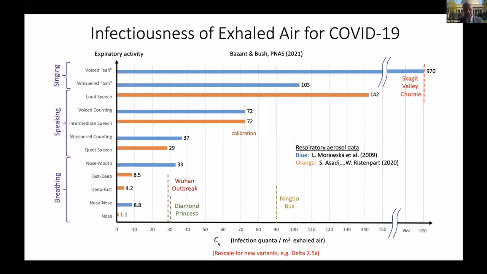And there's some consistency to the estimates across different spreading events and also different droplet distribution measurements. We've also rescaled these numbers appropriately for new variants, such as the Delta variant, which is estimated to be perhaps 2.5 times as transmissible as the original strain. And in fact, this can be applied to any respiratory disease. In fact, seasonal flu, measles, and others, which are also believed to be spread by the airborne route.